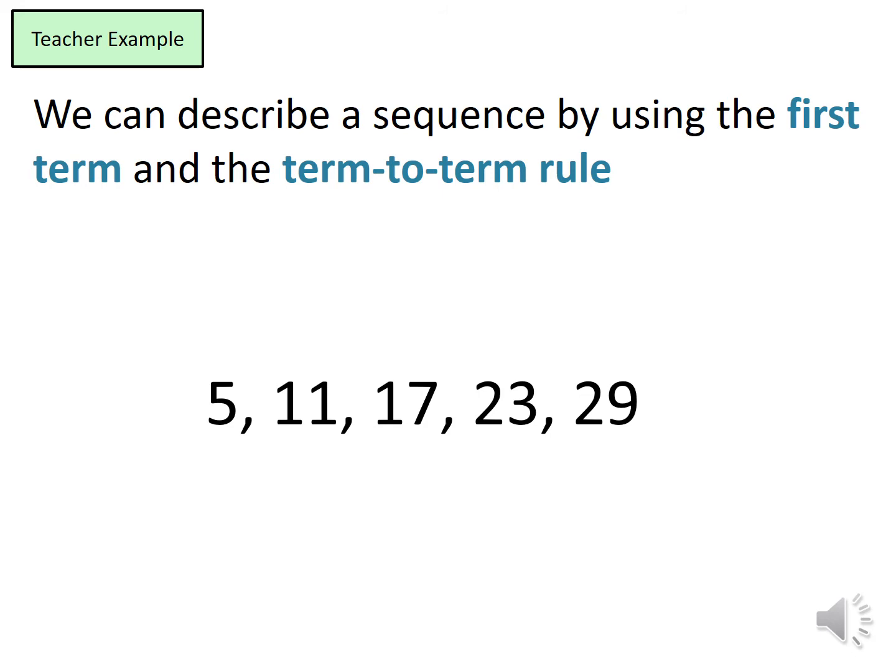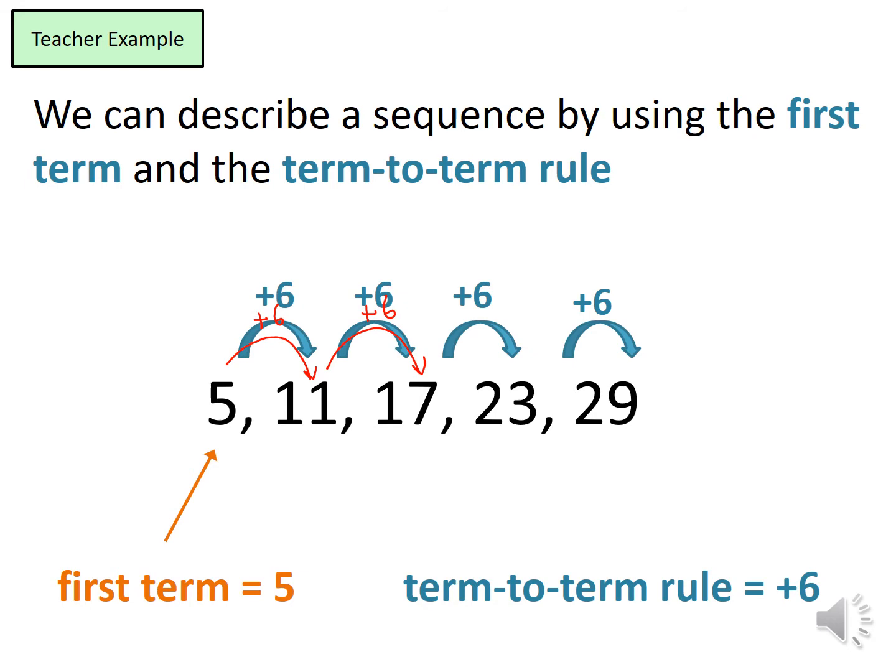We can describe a sequence by using the first term and this term-to-term rule. So let's have a look at the sequence 5, 11, 17, 23 and 29. Now, if you look at the difference between each term, the first term is 5, the second term is 11. So the difference of this sequence is plus 6. And if you continue looking at the difference between the second term and the third term, it is plus 6. So the term-to-term rule is plus 6. Okay?